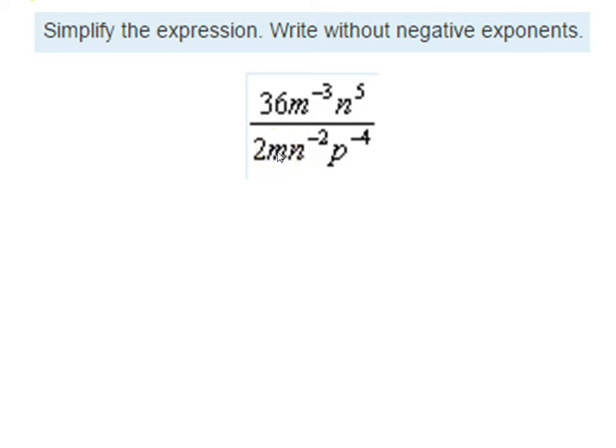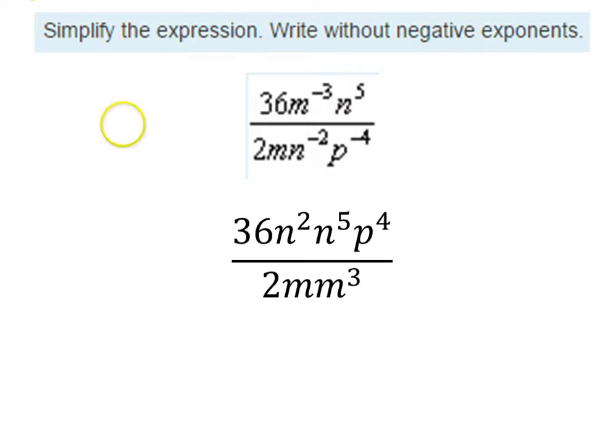This m does not have a negative exponent. This n does have a negative exponent of negative 2, and this p does have a negative exponent of negative 4. So what I'm going to do is take those powers, those bases with negative exponents, and move them to the opposite side of the fraction that they are on. So if they're in the denominator, they will move to the numerator, and if they are in the numerator, they will move to the denominator.